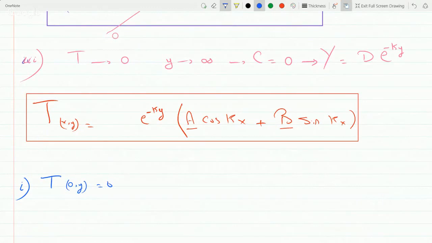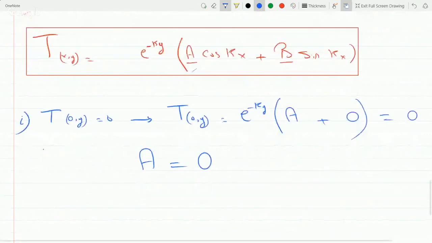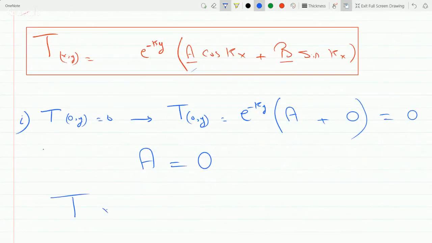Well, plug it in, 0 for x, so you get T of 0, y equals e to the minus ky times, for 0, a cosine 0, which is 1, plus b sine 0. And this has to equal 0. Well, think about it. The only way this can go to 0 is if a is 0. So that immediately knocks out another term. Usually that's the case. Every boundary condition advances you one step towards the final solution. That's how it works. So a equals 0. So if a equals 0, I'm left with T(x,y) equals, now if this goes away, I only have one constant. Let's just call it b: b e to the minus ky cosine kx. Okay?